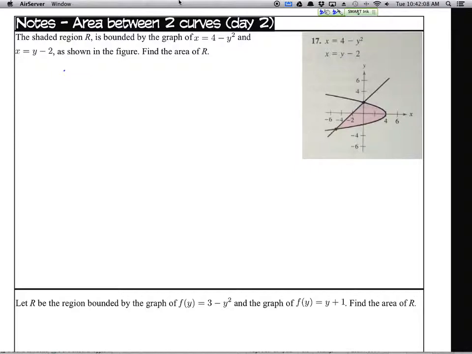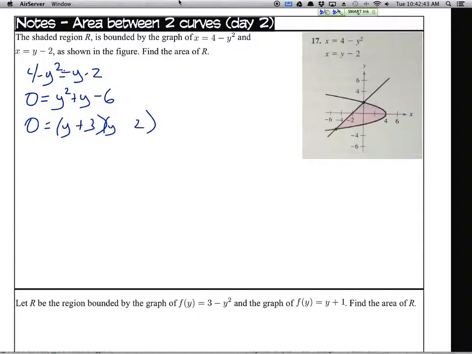So we're going to have 4 minus y squared equals y minus 2. How are we going to solve that? I move everything to the right. Okay, we need to factor it. It factors as y plus 3 times y minus 2. So that means my starting and stopping points will be negative 3 and 2.